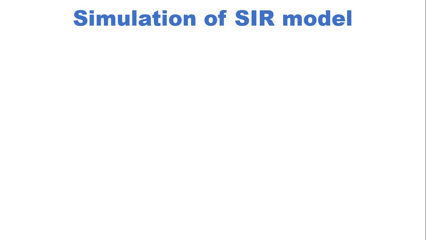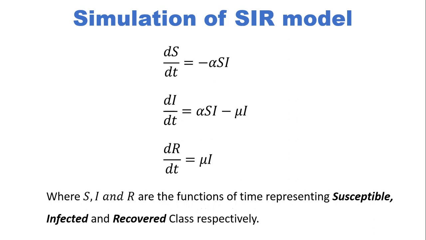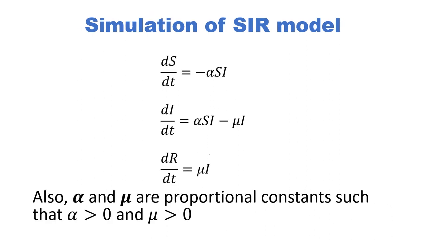In this tutorial, we are going to see how we can simulate epidemiological models, specifically the SIR model. The SIR model has a system of first order differential equations for three variables, where S, I, and R are functions of time representing the susceptible, infected, and recovered classes respectively. Also, the parameters alpha and mu are proportional constants such that alpha and mu are greater than zero.